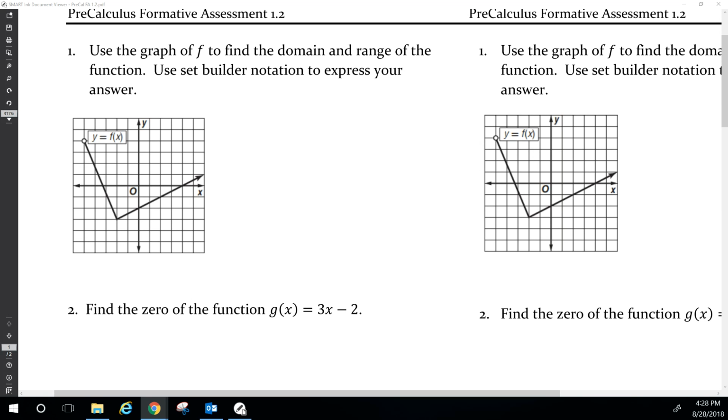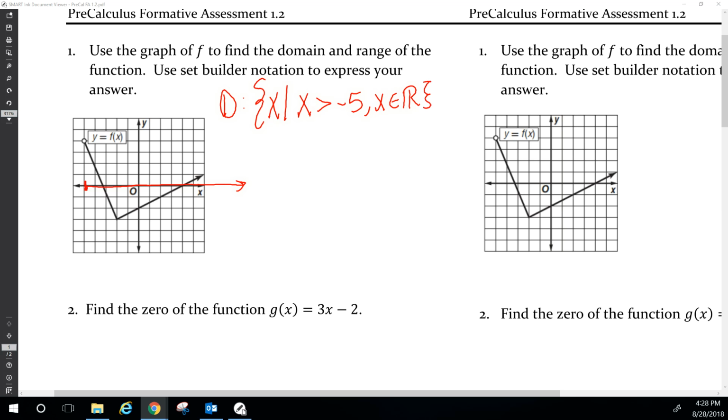Pre-calculus formative assessment 1.2. Use the graph of f to find the domain and range of the function. Use set builder notation, so set builder means we have those squiggly brackets. For my domain, my x values start here and go to infinity. That's negative 1, 2, 3, 4, 5. So the set of all x's such that x is greater than negative 5. Because it's an open circle, I don't put the equal sign under here, and x is an element of all real numbers.